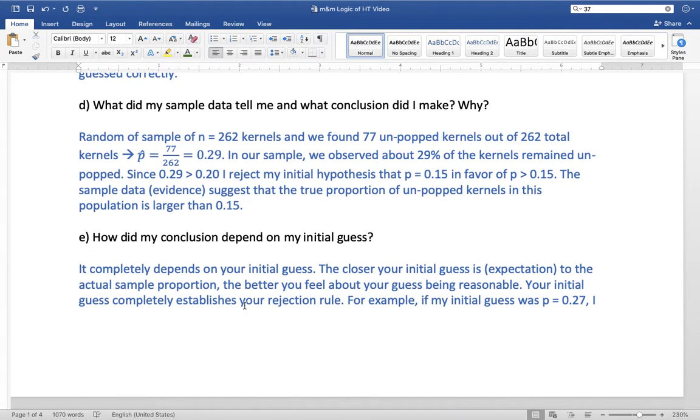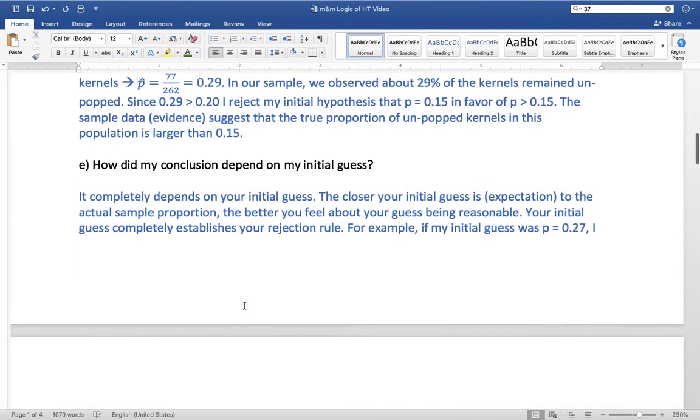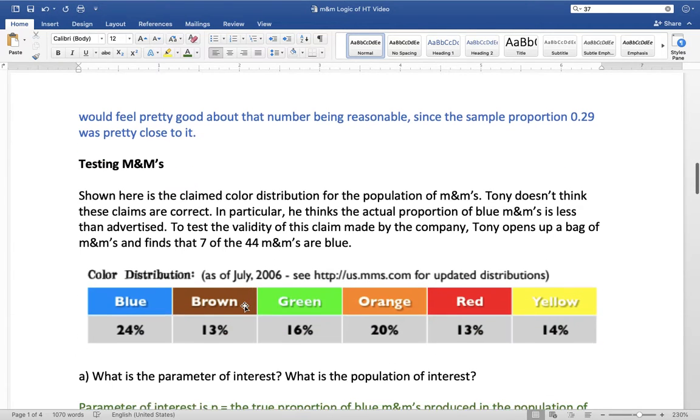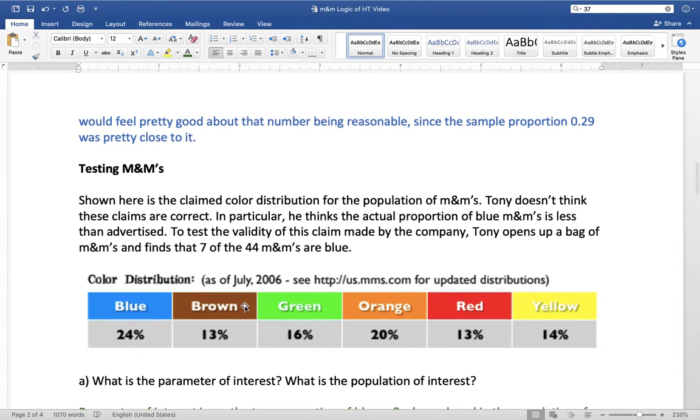And in this new example, I'm going to go ahead and introduce some vocab too. Okay. So the other one we could do is test M&Ms. So this is a claimed color distribution of all M&Ms put out by the company. You can see it is July 2006. So Tony doesn't think these claims are correct. In particular, he thinks the actual proportion of blue M&Ms is less than advertised.